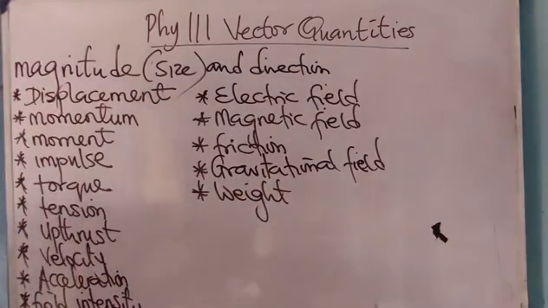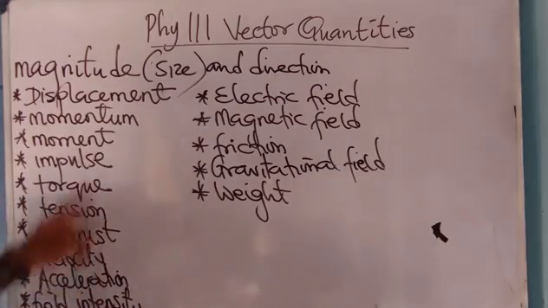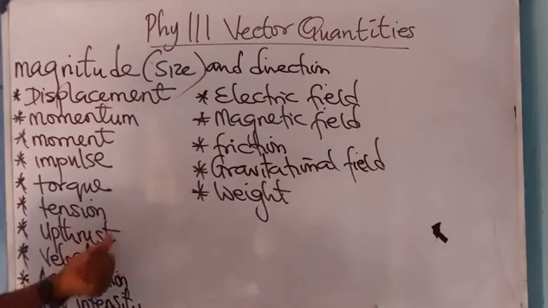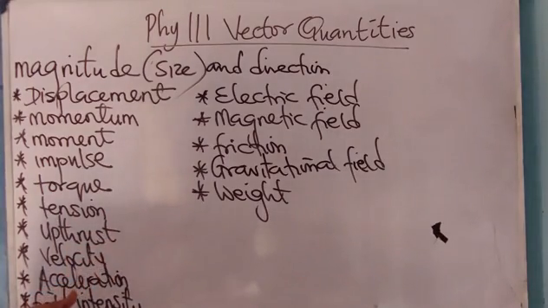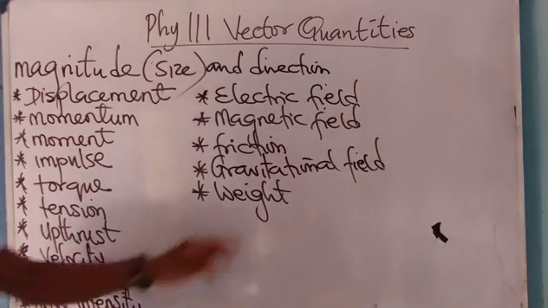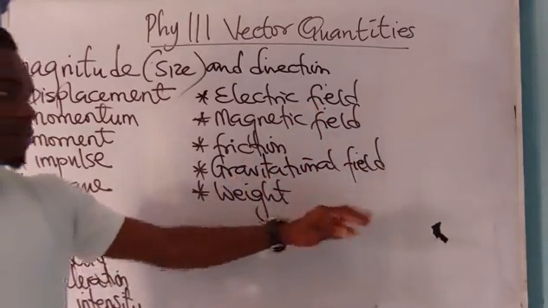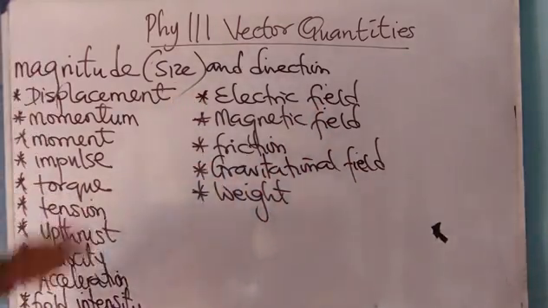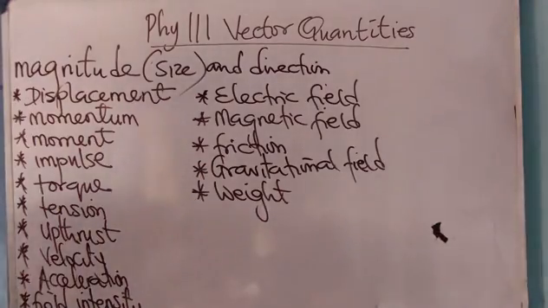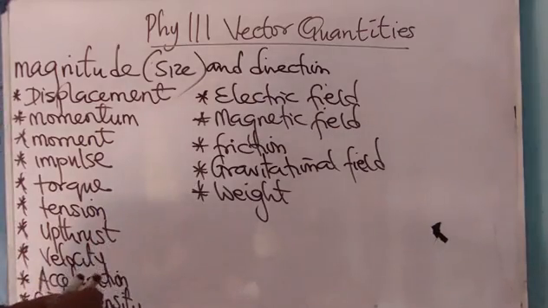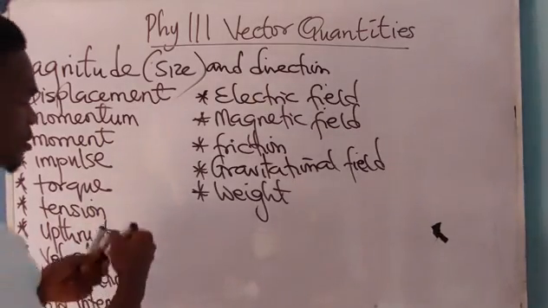So all of these are vector quantities. Take note: displacement, momentum, moment, impulse, torque, tension, upthrust, velocity, acceleration, field intensity, electric field, magnetic field, friction, gravitational field, and what? Weight. All of these are vector quantities because they have magnitude and what? Direction.